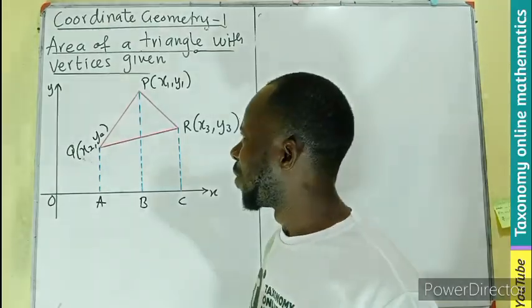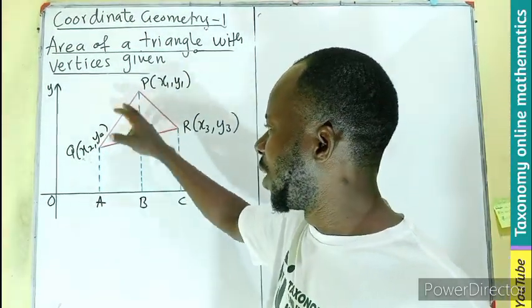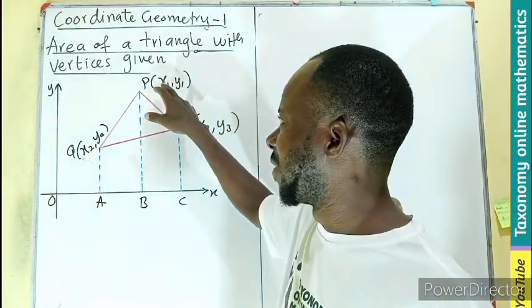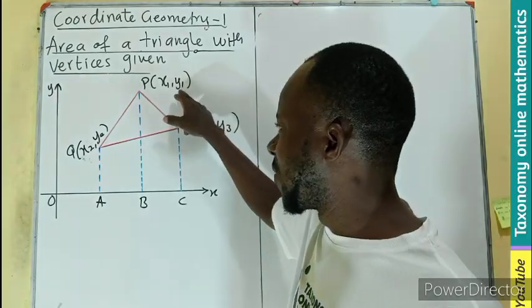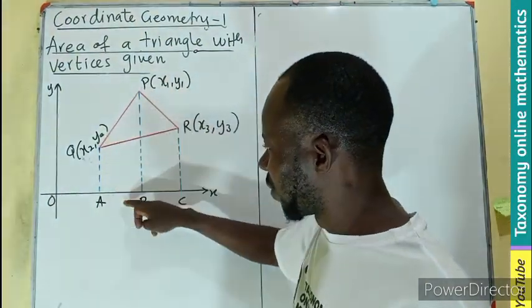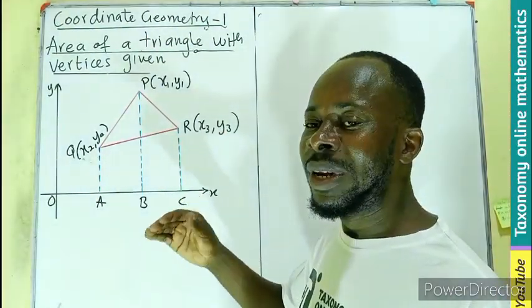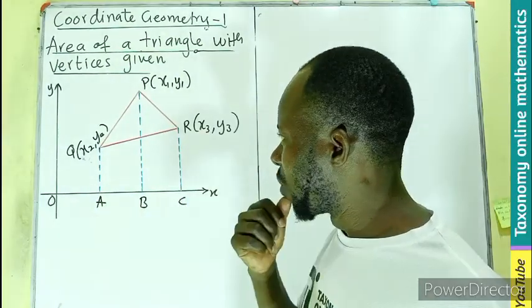Now, this is our Cartesian plane, and we have the triangle PQR. If these are the vertices, this is the first x coordinate, second, third, and the y coordinate, first, second, third. Now, if we join the vertices to the x-axis, then if you look at this diagram, you'll be dealing with three different trapeziums.